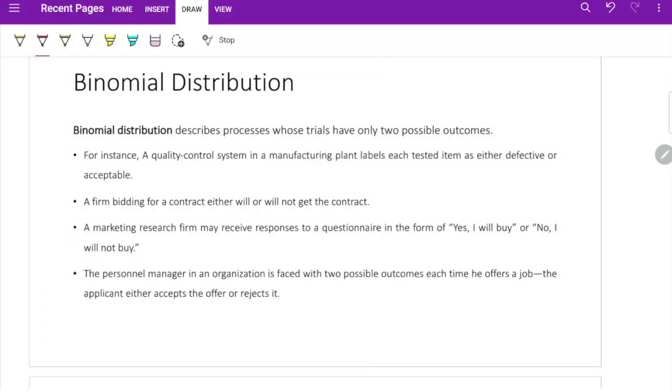Now we will be talking about binomial distribution, which is a type of discrete probability distribution. Why is it discrete? Because the random variable that this binomial distribution takes is at discrete values. Okay, so what is the binomial distribution?